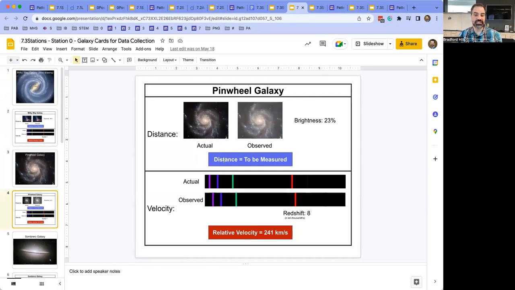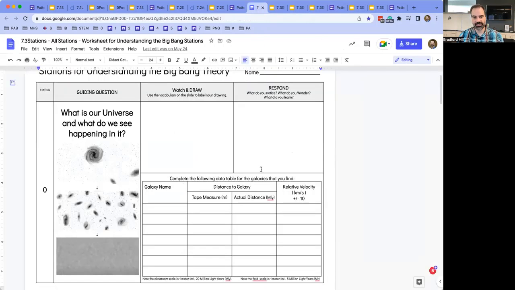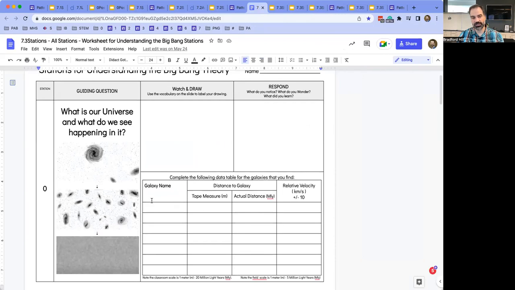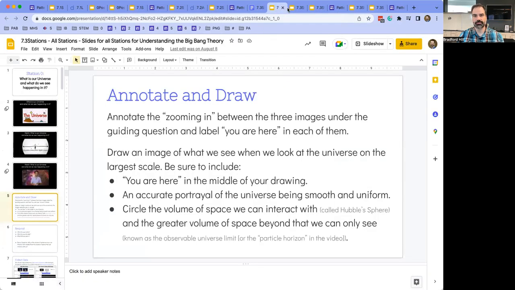Distance, they're going to physically measure the distance with meter sticks or tape measure, something like that. And then we give them the relative velocity here. And there's some visual images on the red shift of that. But they do actually measure the distance, and it's all done to scale. So of course they can fill this out and start to get some critical information to understanding our universe.